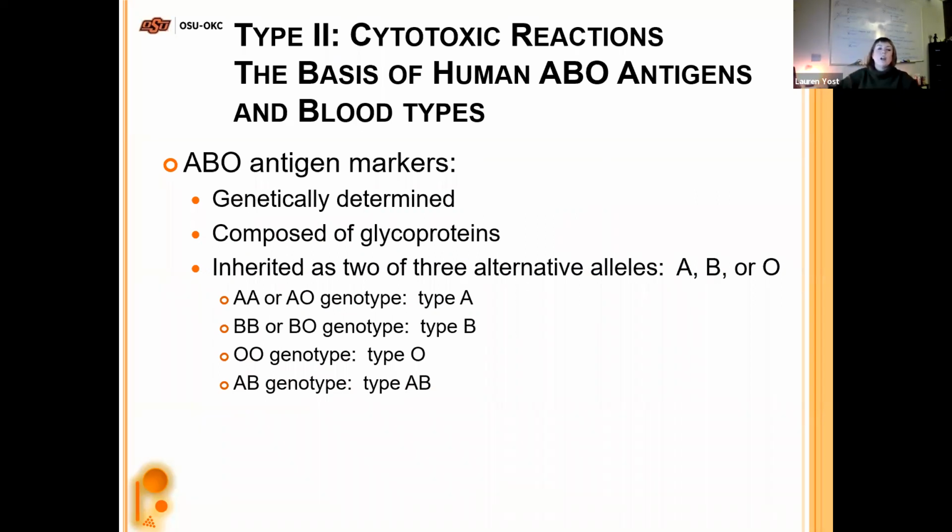So we're going to move on to type 2 cytotoxic reactions. These are based on antibodies. And the big one that we're going to be talking about in this section is blood group antigen reactions. Okay, so ABO antigen markers on your red blood cells. They are genetically determined. They're composed of certain kinds of glycoproteins. And you have 2 of 3 alternative alleles. You can have an A allele, a B allele, and an O allele.